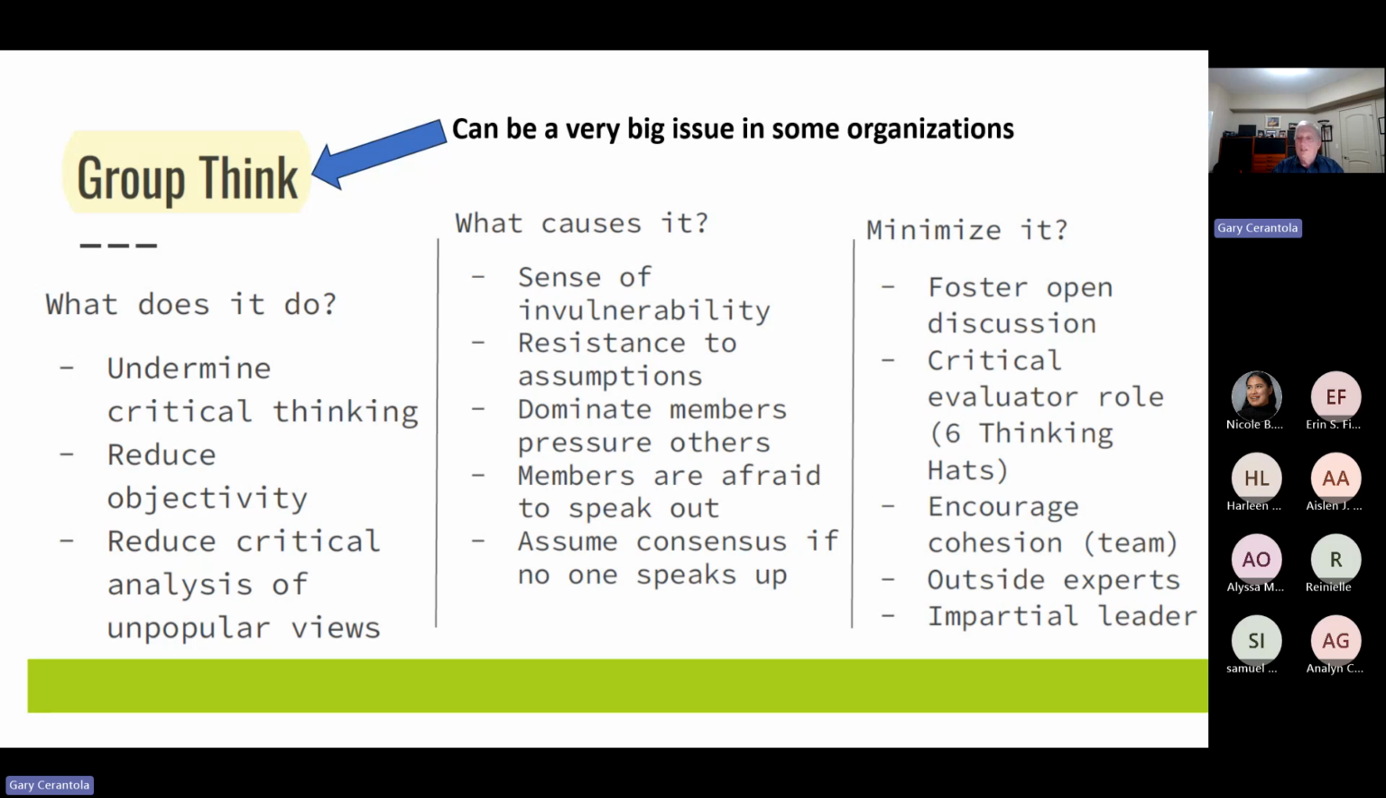And so here's some other reasons. Members are afraid to speak out, assume consensus if no one speaks up. And then how do you minimize it? Well, you use de Bono's 6 thinking hats, where you assign different types of perspectives to different people to represent those perspectives, and then encourage that it's a safe location to make decisions.